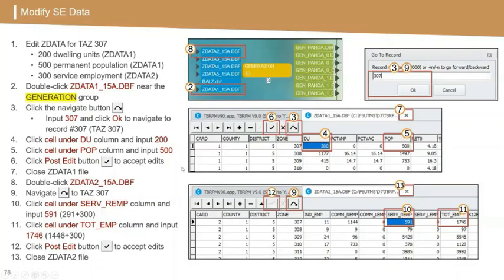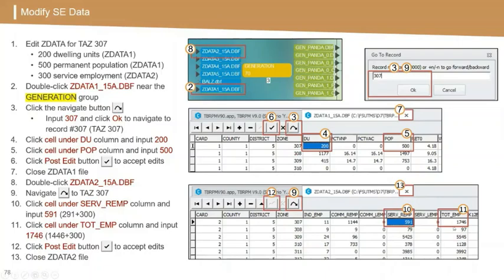That's for ZData1. And then go to ZData2, double-click this ZData2 file, navigate to TAZ307, and you review the employment side. Industry employment 11, commercial employment 1144, but that's not of our concern. Service employment, you should see 291 for the base year condition. But here we want to add 300, makes it 591. So you single click this cell, input 591, click this post edit button to accept your change.